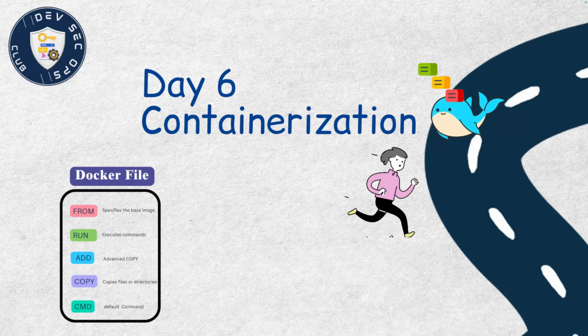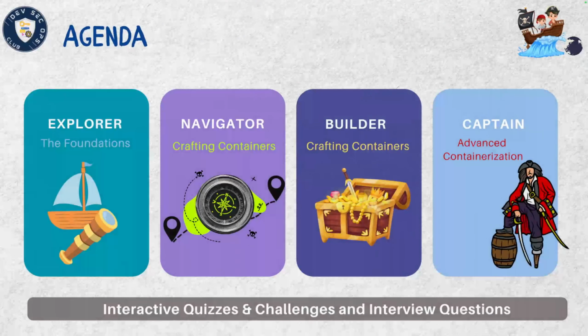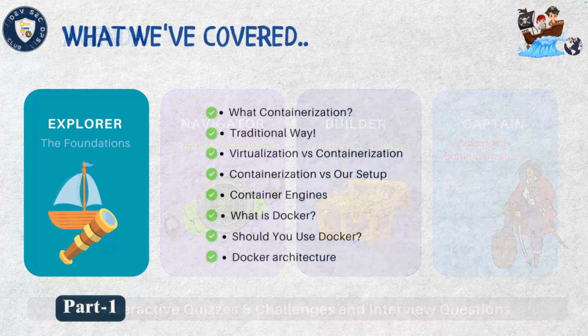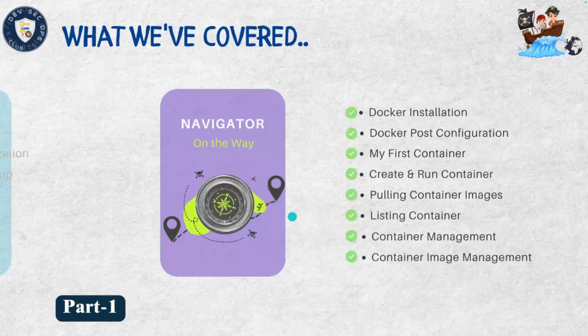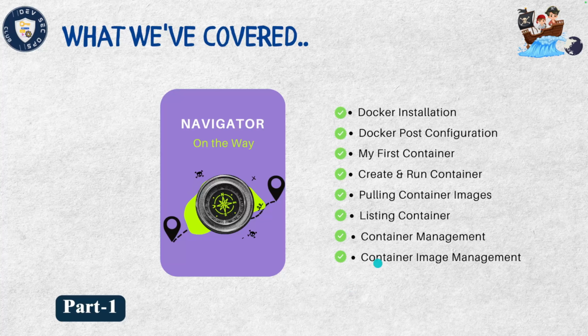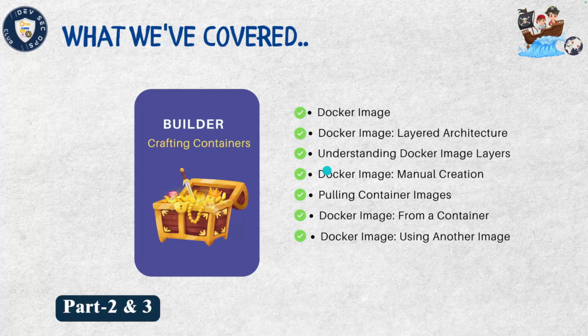Let's see the agenda. This is the overall agenda for our day 6. In part 1, we covered the Explorer section and went through all these topics. Also in part 1, in the Navigator section, we learned all these topics, and parts 2 and 3 were dedicated to building our custom Docker images. At this moment I believe we have a very solid understanding of Docker, and now it's time to take our game to the next level.